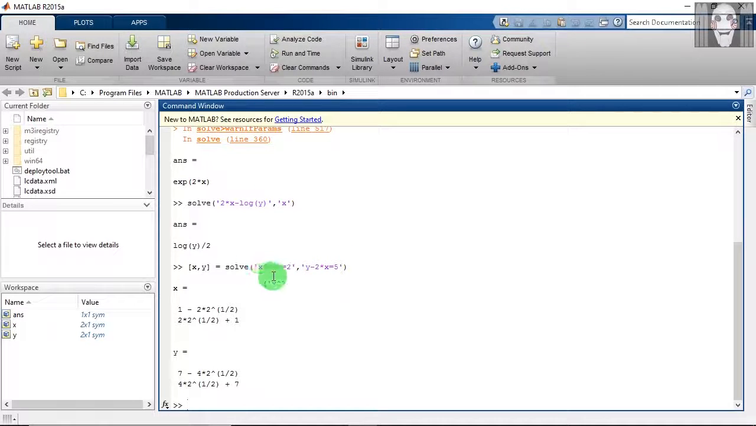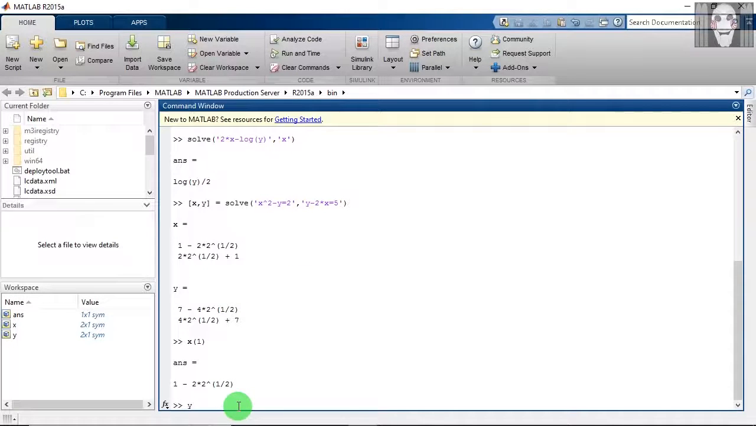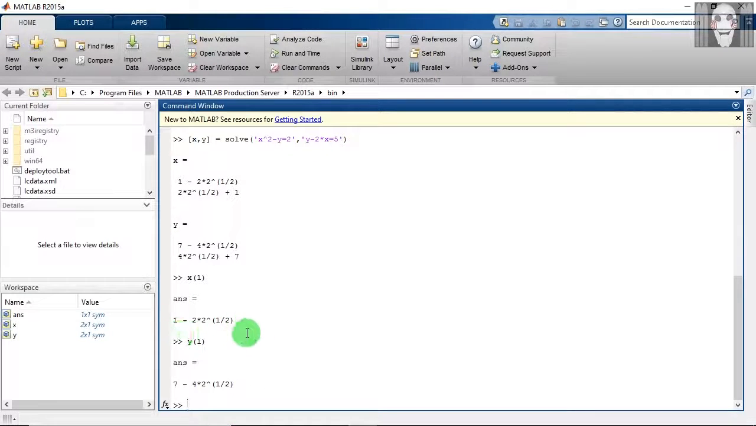The first one is a parabola and the second one is a straight line. So if you see this answer, there are 2 points of intersection, and if you want the x and y coordinate of each point, you have to type this command. So this is the x coordinate and this is the y coordinate of the first point of intersection, and if you want the x and y coordinates of the second point, you have to change this 1 to 2.